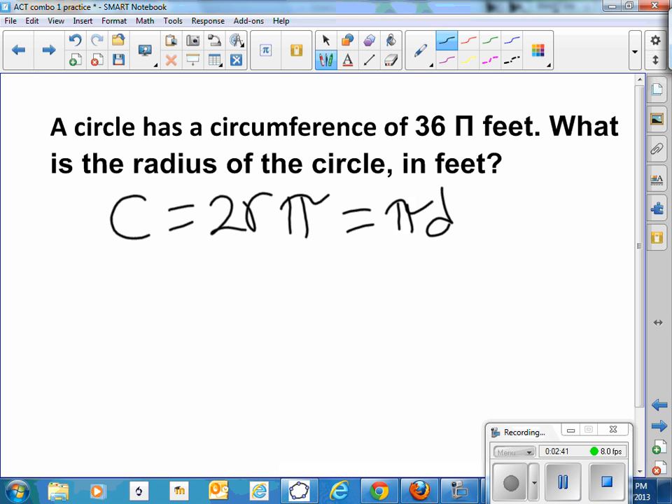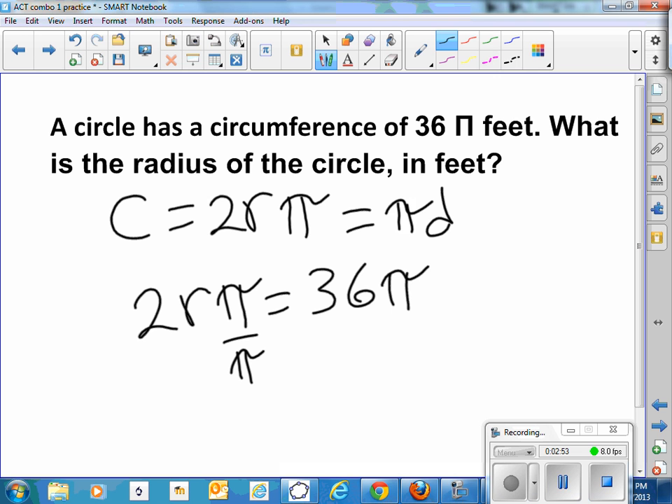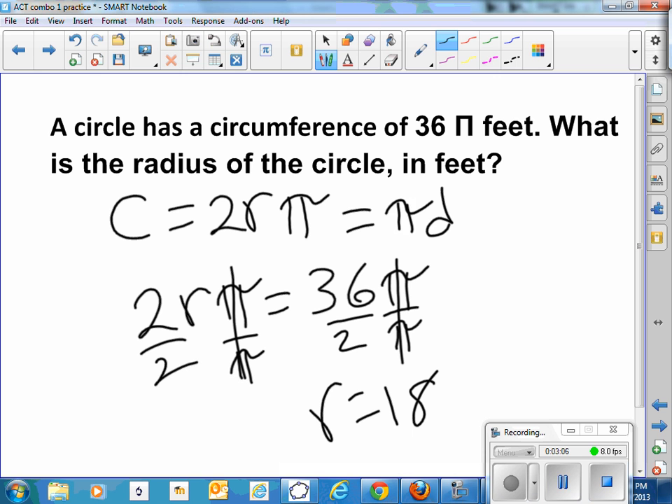So if we know that 2r times pi is equal to 36 pi, and we want to solve for r, we would use our algebra skills. Divide each side by pi, so 2r equals 36, r equals 18. So the radius of the circle is 18 feet.